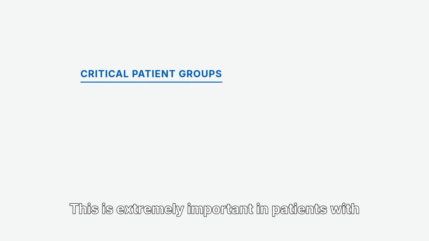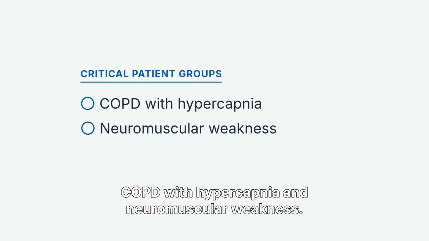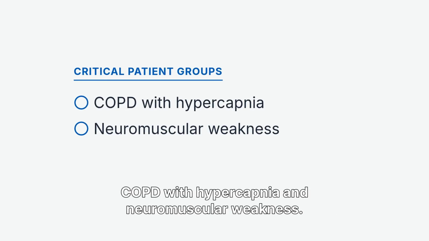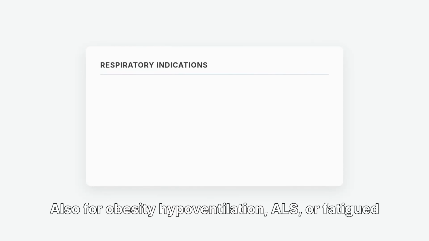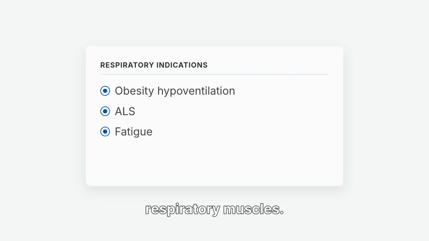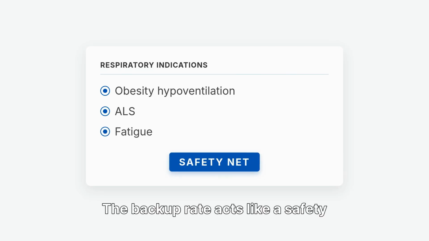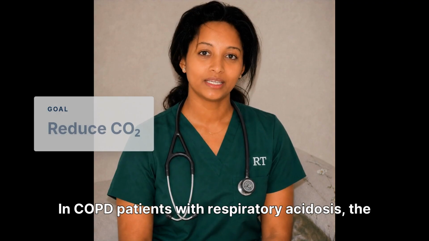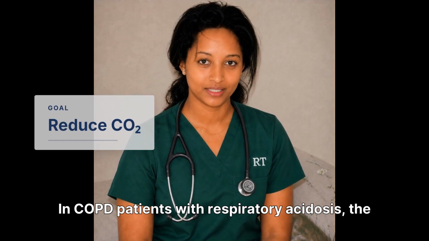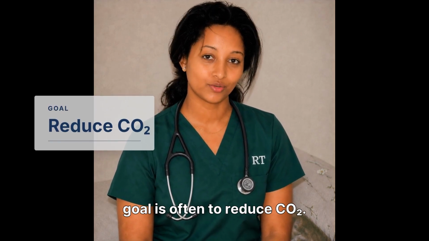This is extremely important in patients with COPD with hypercapnia and neuromuscular weakness. Also for obesity hypoventilation, ALS, or fatigued respiratory muscles. The backup rate acts like a safety net. In COPD patients with respiratory acidosis, the goal is often to reduce CO2.